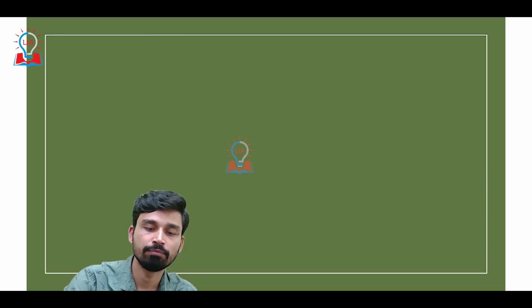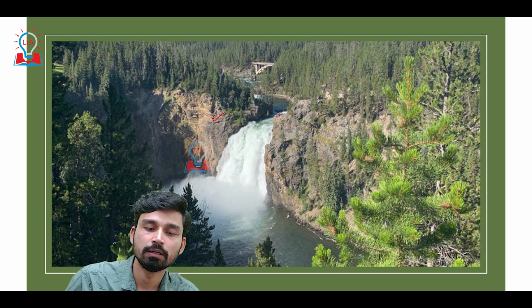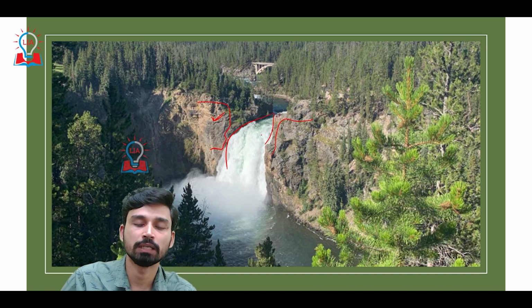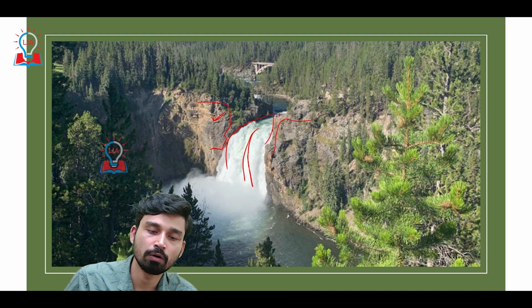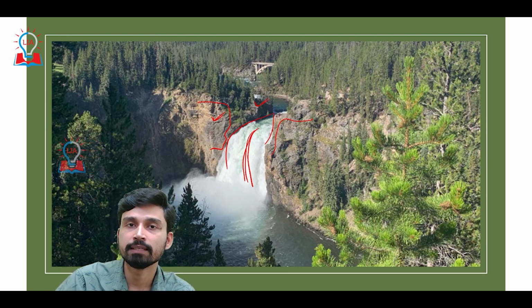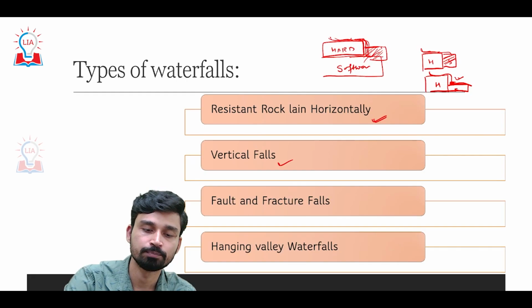For example, if you look at this particular picture, this is a waterfall that has developed due to the erosion of the softer rock strata here, while the harder rocks are on both sides of this particular river. And here we have the development of the waterfall. This is a picture taken from the Yellowstone River in Yellowstone National Park, which is an example of a vertical waterfall.